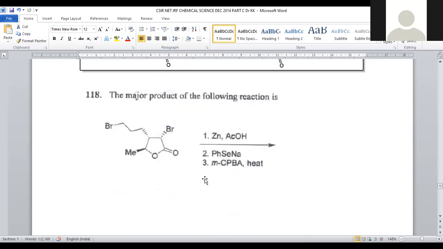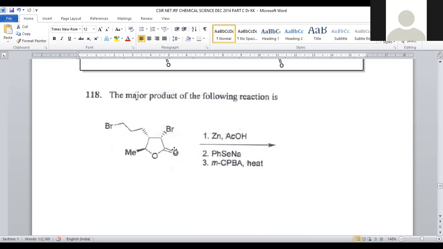Let us move on to question number 118. The major product of the following reaction is... we are taking a cyclic lactone ring where the bromo, methyl, and another alkyl bromide are present. So what kind of thing? A CH2, CH2, CH2, Br group is there. So this is the entire moiety.